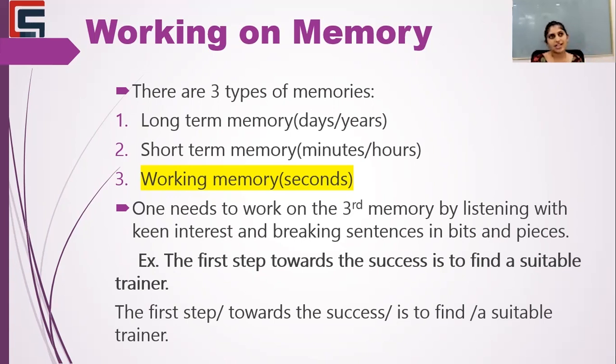Long-term memory is when a person can remember things for days and years and years. Short-term memory can lead you to remember things that you did a couple of hours previously, or a couple of days previously, or a few minutes back. If you have done a task and you remember it, that is your short-term memory.